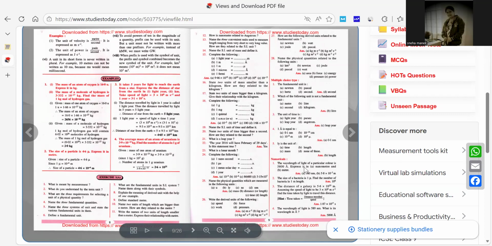numerical. We can see the wavelength of a light is given as 5800 angstrom, and we have to express that in nanometer and meter. So how are we going to do that? So let's write the first statement.